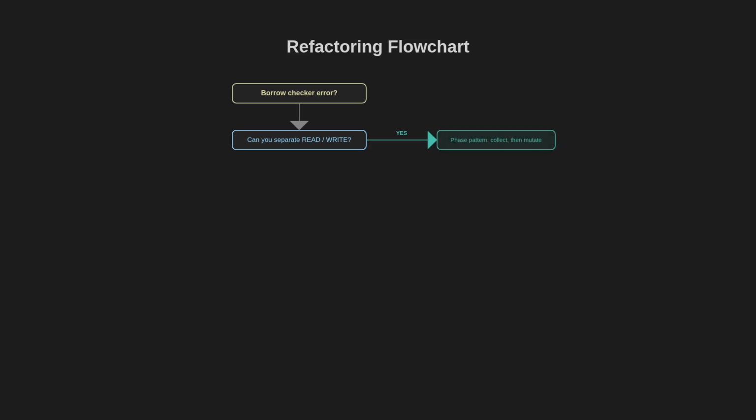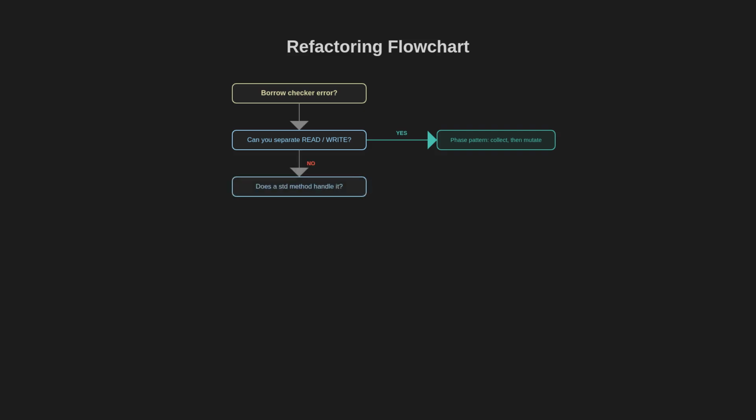So, when you hit a borrow checker error, here's your decision tree. Step 1: you got the error. Ask yourself, can I separate the reading and writing into two phases? If yes, use the phase pattern. Collect what you need first, then mutate. This is your best option. Zero cost, most common fix.